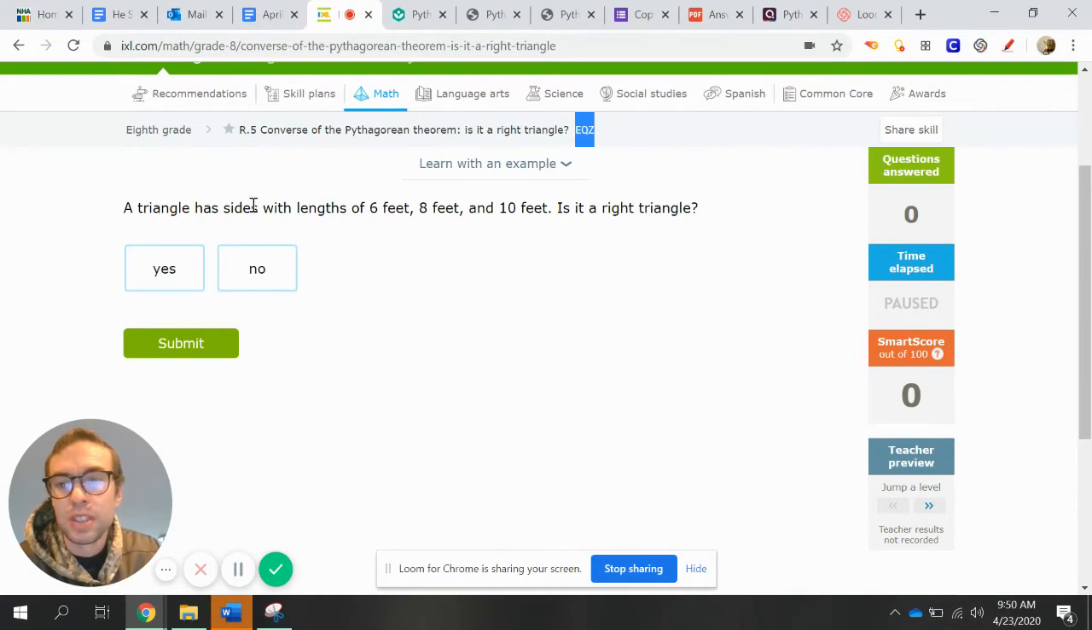With these, they usually do not give you the picture of a triangle. So I'm going to show you what I like to do. They're asking, does a triangle with the lengths of 6, 8, and 10 make a right triangle?